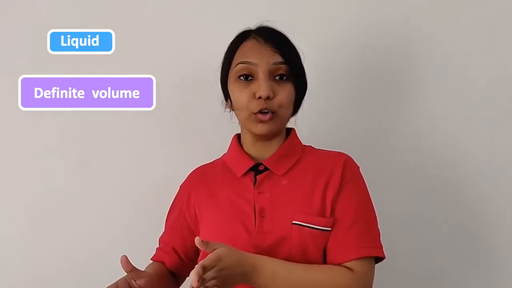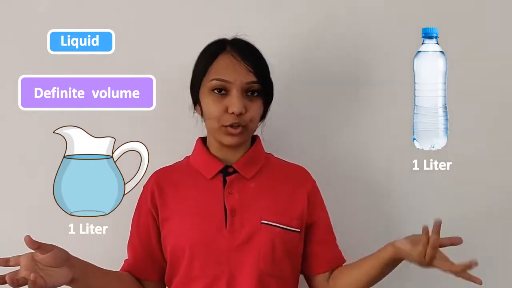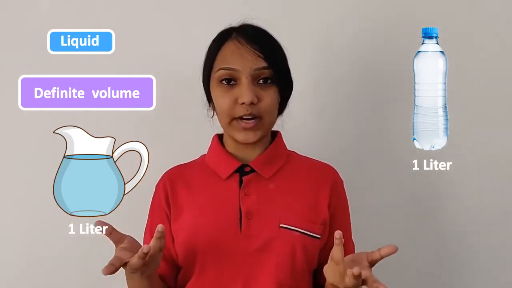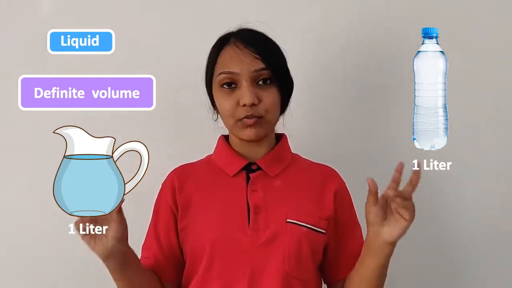Now, solids have definite shape and volume. For example, consider a duster or a wooden plank. They have a definite shape and volume, right? And when we talk about liquids, liquids do not have a definite shape. They have a definite volume, but they occupy the shape of the container. For example, consider you've taken 1 liter of water in a glass jar or in a water bottle. You see that in both cases, the volume of the water remains the same, right? It's just 1 liter, but the water takes the shape of the container.